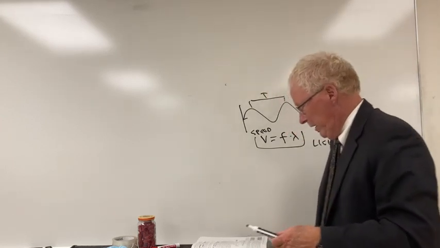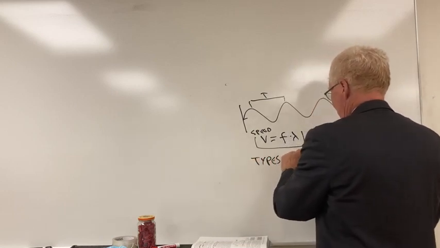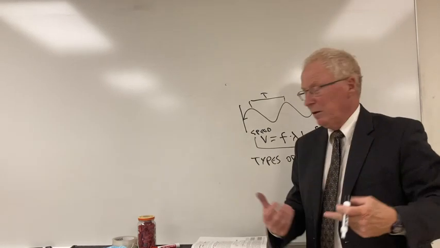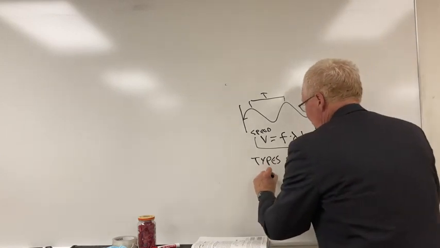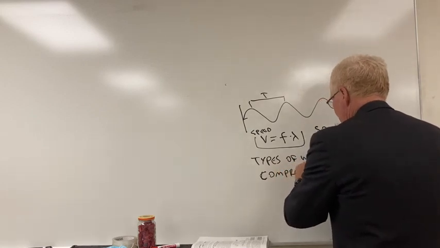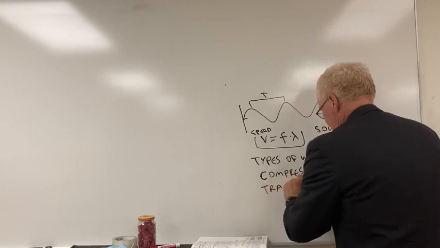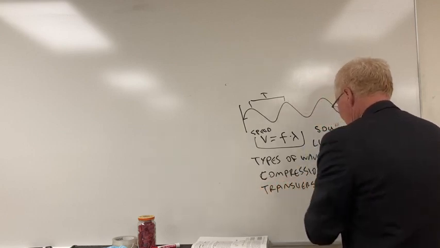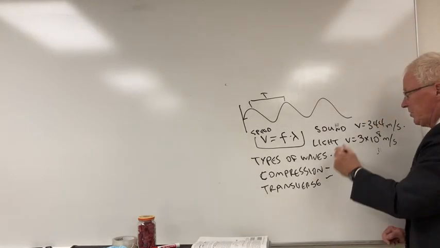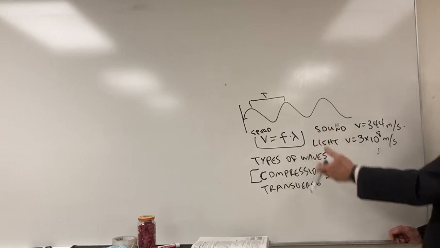So, types of waves. The best example, if we have a slinky of some sort, is longitudinal, let's say compression waves, and transverse waves. Again, we'll talk about this later on, but right now we'll just leave it kind of straight, because when we talk about sound, sound is a compression wave, and light is a transverse wave.